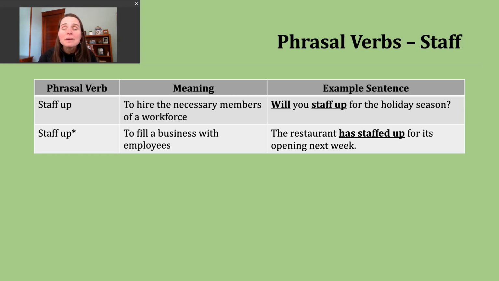Second way staff up gets used is just to mean to fill a business with employees. An example of this, the restaurant has staffed up for its opening next week. So they have hired and filled their business with the workers that they need.